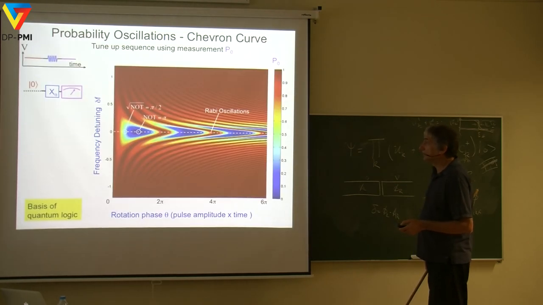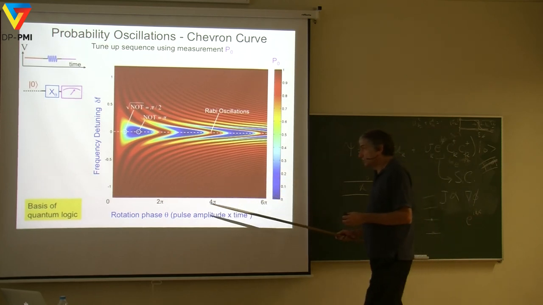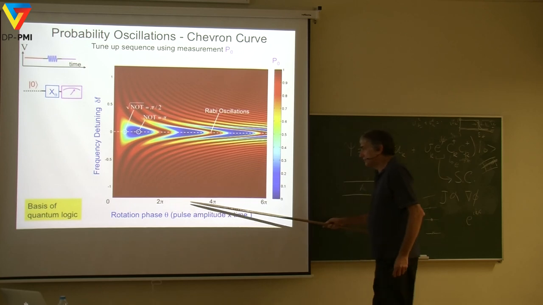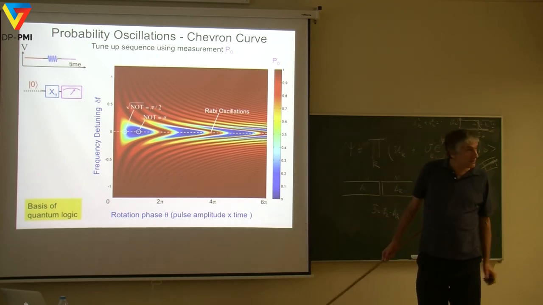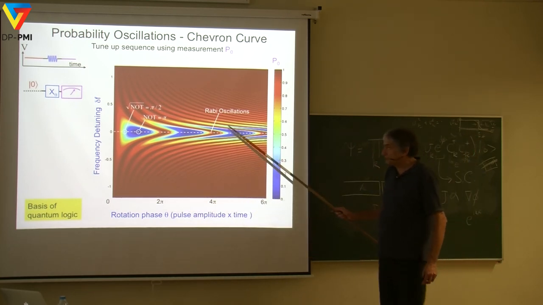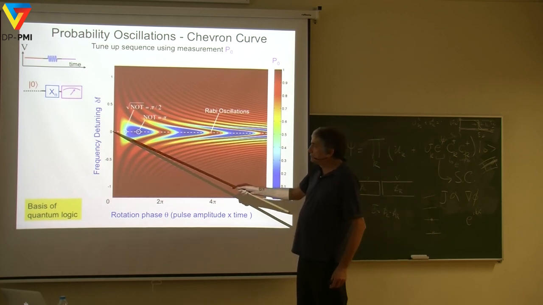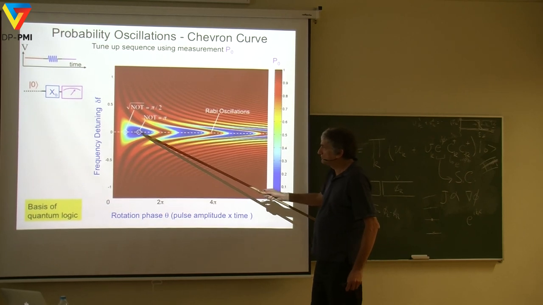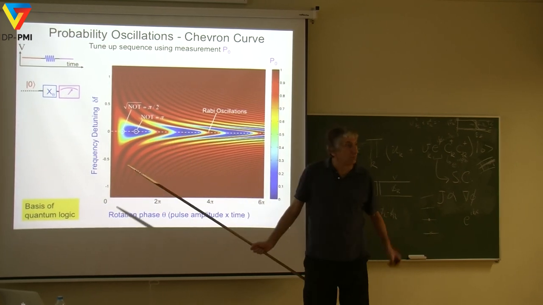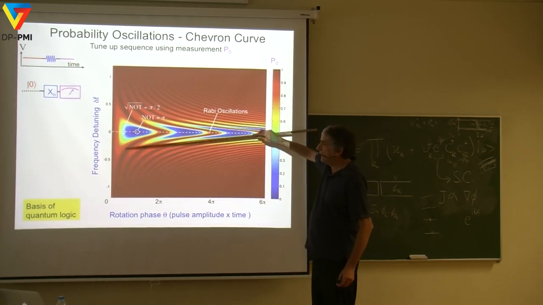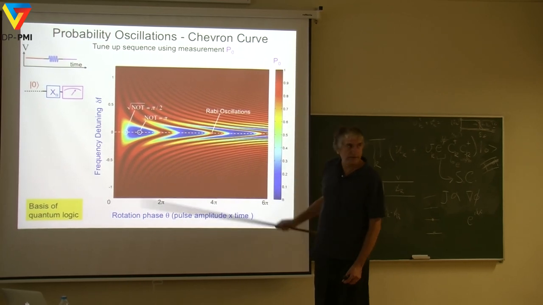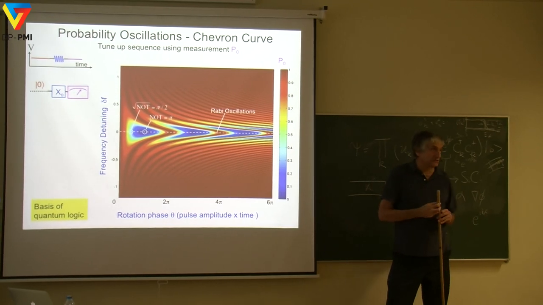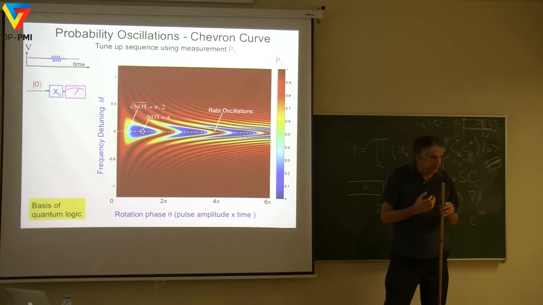We put in different frequencies and we put in different amplitudes or times, and we get this curve. When it goes from 0 to 1 and back to 0, this calibrates where to do it to get exactly one photon in it and exactly what frequency is on resonance. So we measure this curve and we calibrate our system to get it to work right.